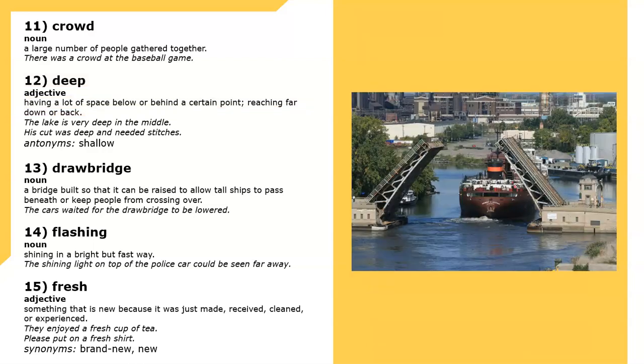Our next word is drawbridge. Drawbridge is a bridge, but it's a bridge that can be raised to allow tall ships to pass beneath. If you look at this picture, you can see this ship is too big to cross if the bridge is down. So that's why there is a drawbridge. The drawbridge can go up and it can go back down again after the boat has passed.